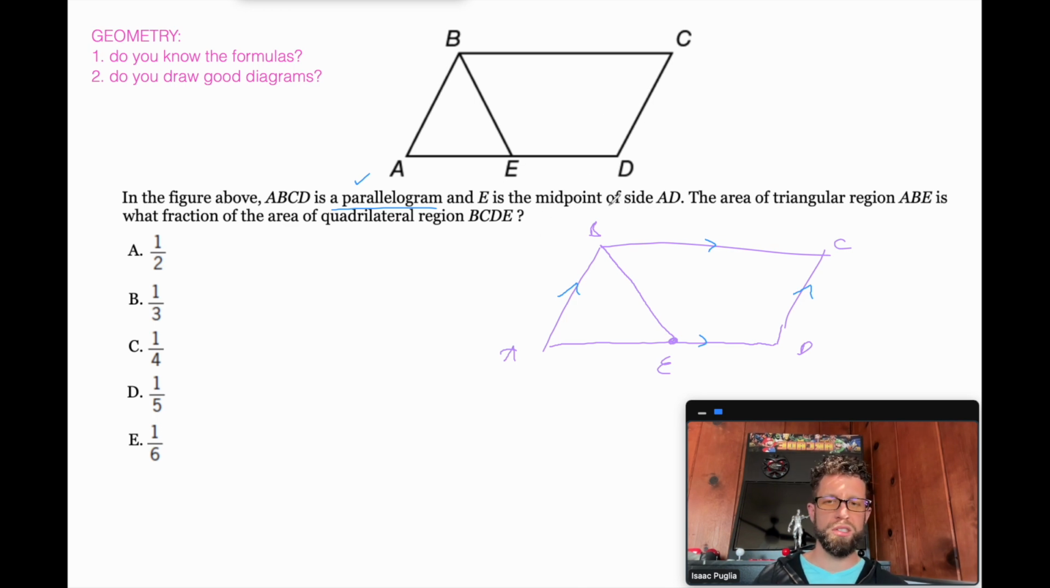So let me get the rest of the stuff down here. E is the midpoint of AD, so I'm going to notate that AE and ED are equal. The area of triangular region ABE. Okay, so I know this is a triangle. That's great. Now I just want to visually represent my question. I want the area of triangle ABE as a fraction of the area of BCDE.